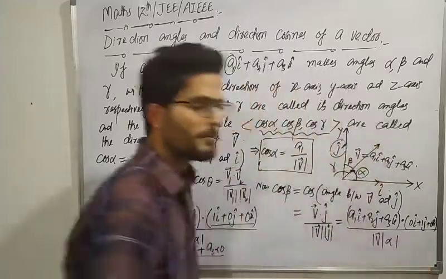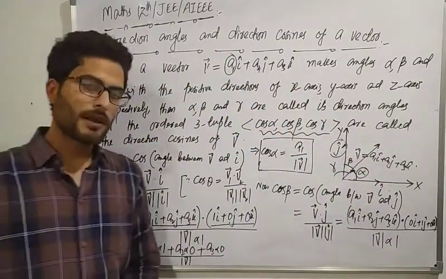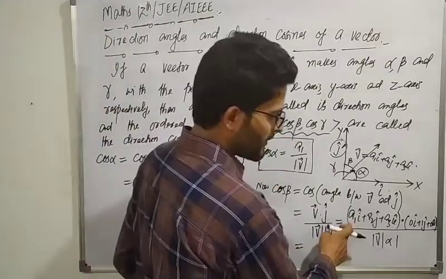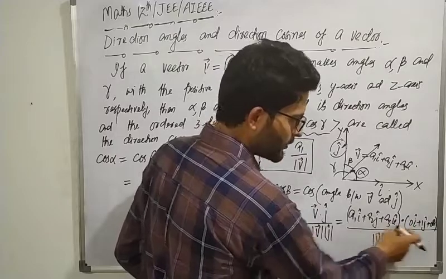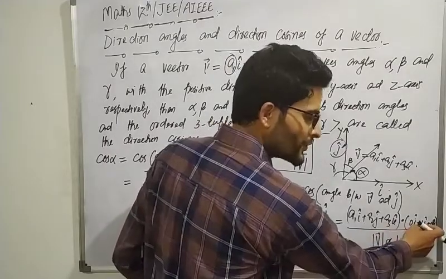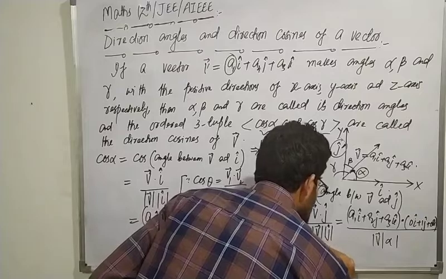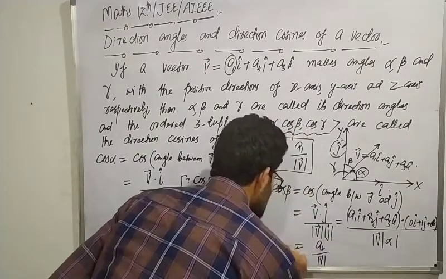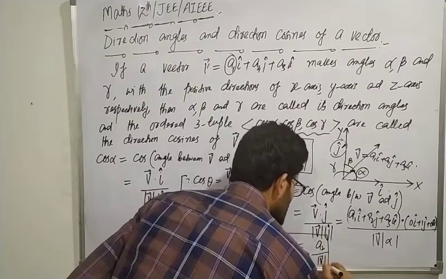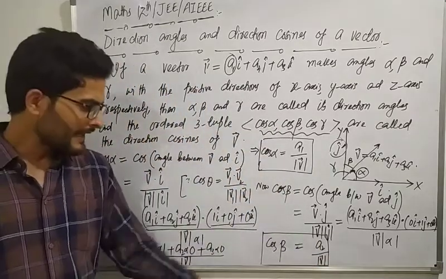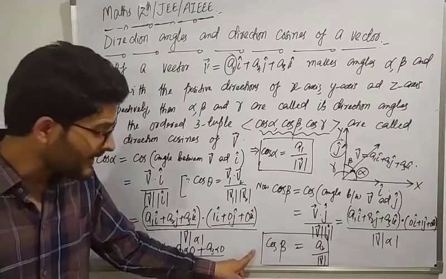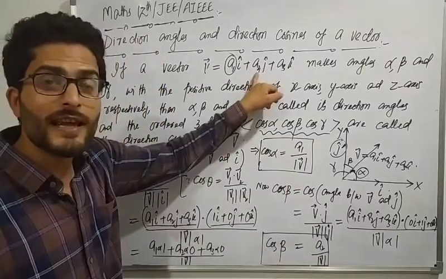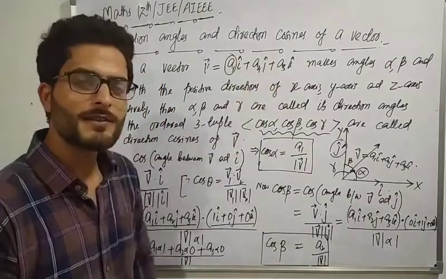What is that? 1, because j is a unit vector and the magnitude of a unit vector is always 1. So that's further equal, do the dot product: a1 into 0 is 0, a2 into 1 is a2, a3 into 0 is 0. So what remains? a2. So a2 divided by magnitude of vector v means cos beta, the second direction cosine of this vector. The second direction cosine cos beta is equal to a2 divided by mod v. What is a2? It is the second scalar component divided by its magnitude.